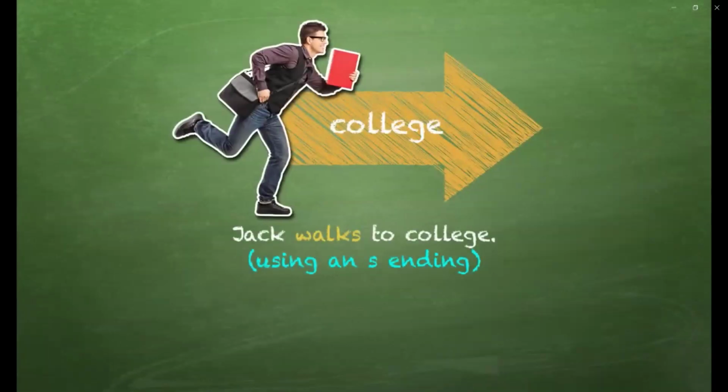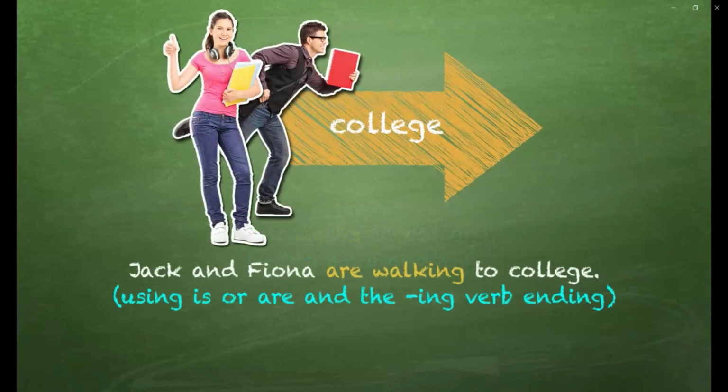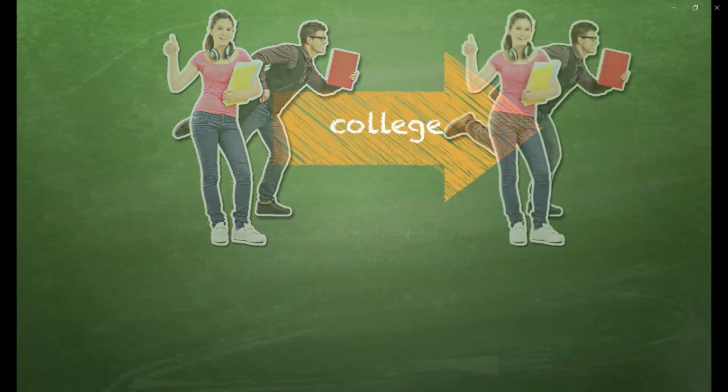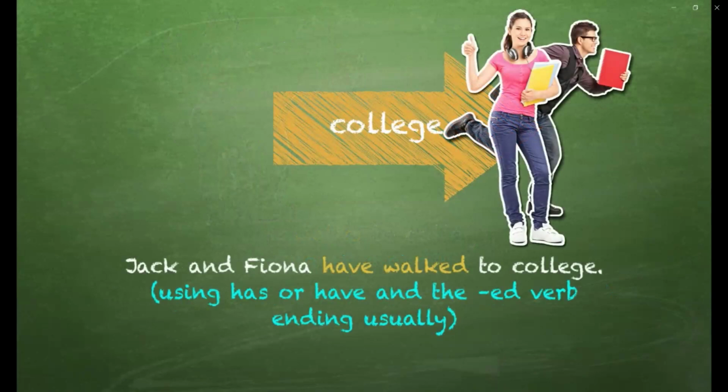Jack walks to college. Using an S ending. Jack and Fiona are walking to college. Using is or are and the ing verb ending. Jack and Fiona have walked to college. Using has or have and the ed verb ending usually.